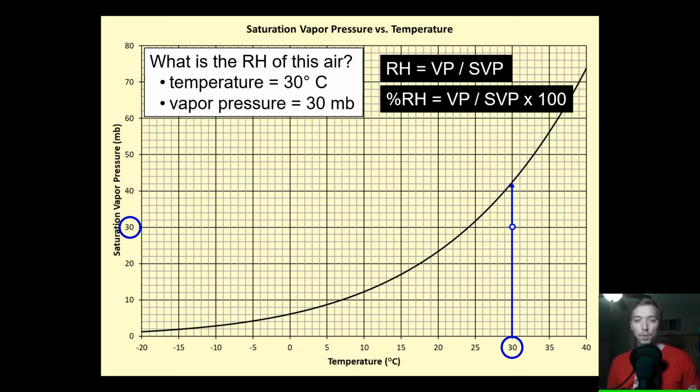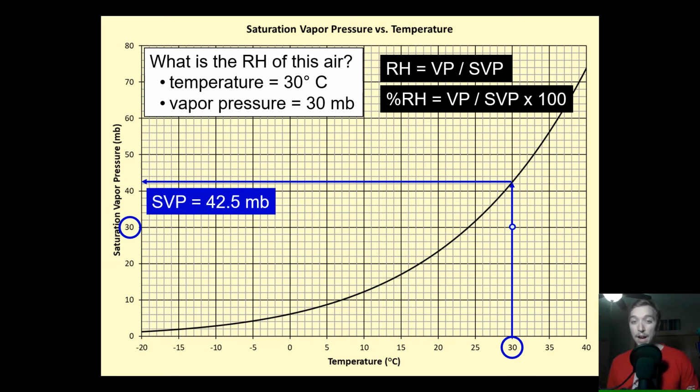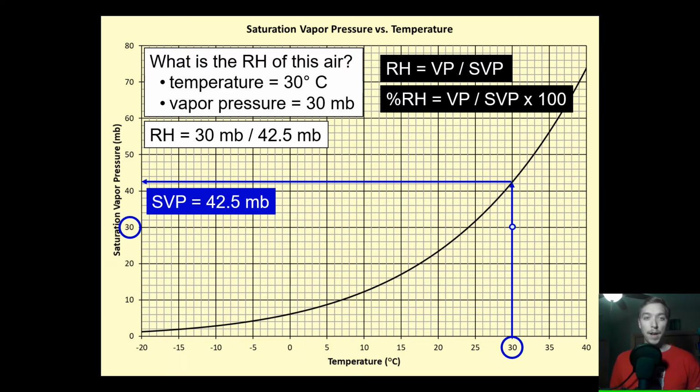So at 30 degrees, we are here at about 42, give or take. So 42.5 millibars is our saturation vapor pressure. So 30, which is the vapor pressure that we have recorded, divided by 42.5 gives us about a relative humidity of 70.6%.